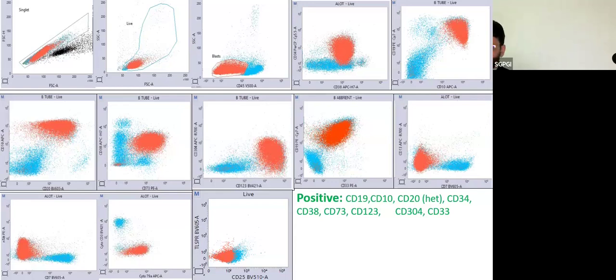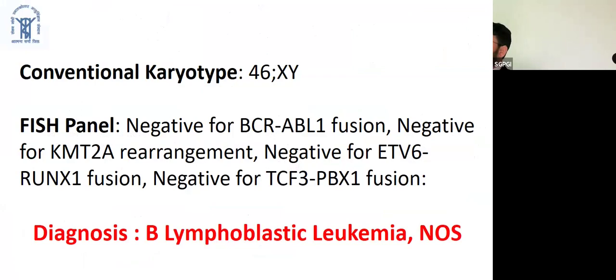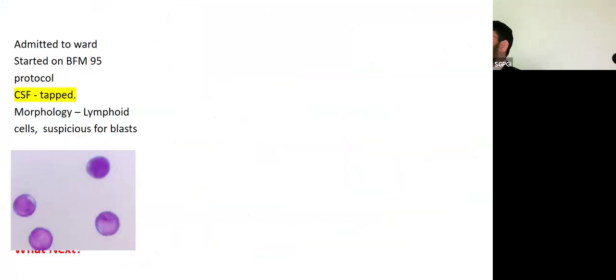Fine. So in summary, these cells are positive for CD10, 19, 20 heterogeneous, 34, 38, 73, 123, 304, and 33. My diagnosis, it's negative for all these other markers. So my diagnosis is B lymphoblastic leukemia. Fine. Conventional karyotype was done. This case was 46XY. And then the FISH panel was negative for all these. So based on genetics, this is B-LL NOS, not associated with any specific marker. Fine. So this is the first use. I diagnosed the case as B-LL.